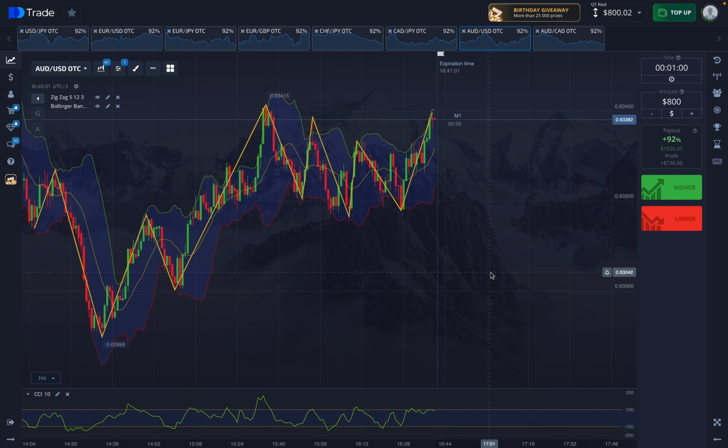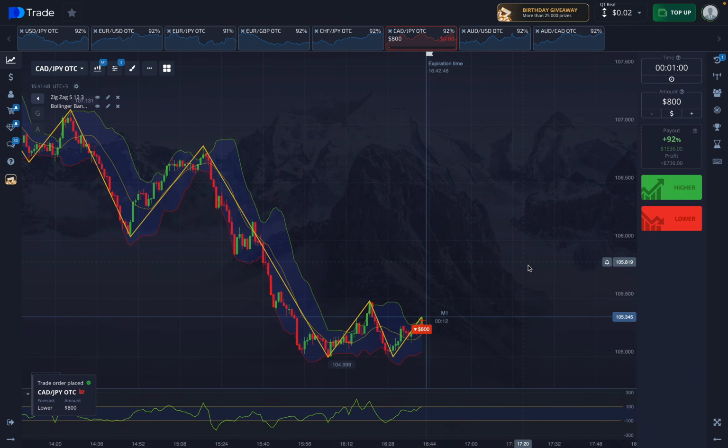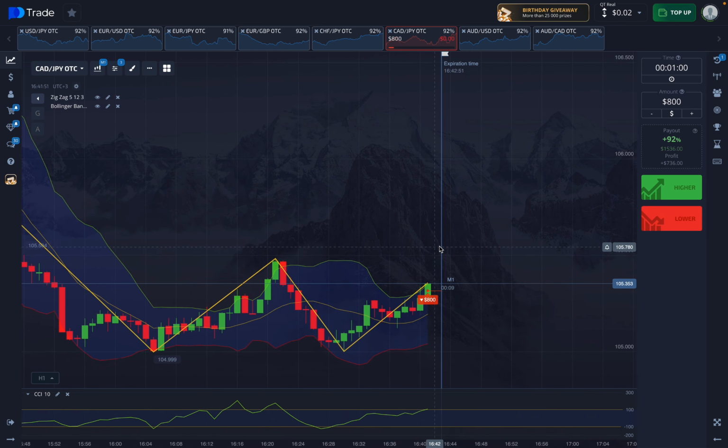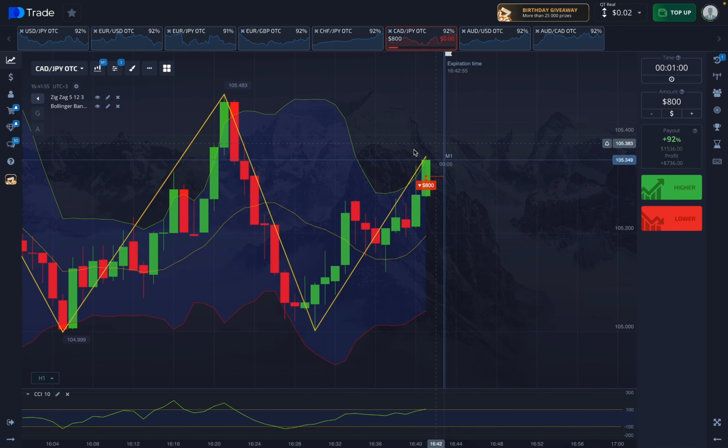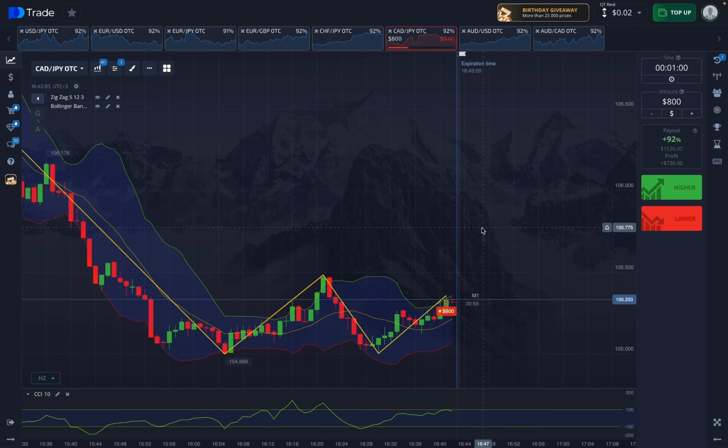Let's get started and pick our first currency pair. We'll start with an $800 trade. So let's open a trade here to go short. Not the best entry point. I wanted to open it right at the formation of the peak, but overall, I still think the price movement will continue to go down according to the trend.